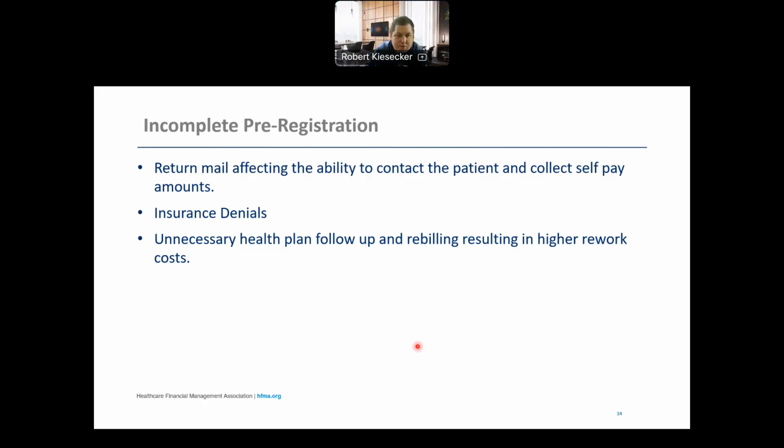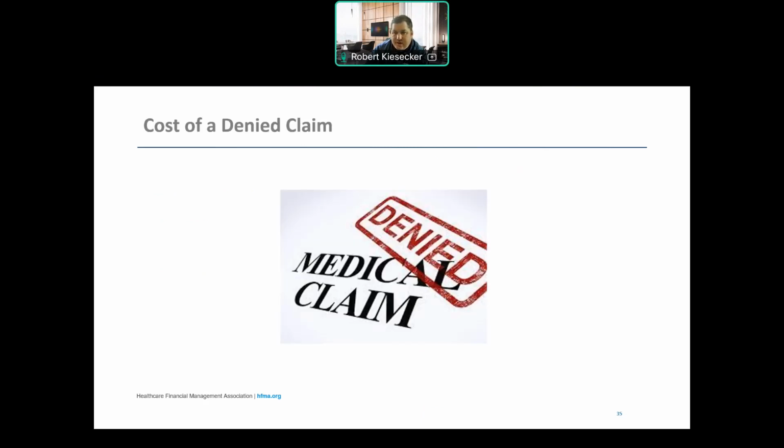Incomplete pre-registration means return mail, affecting the ability to contact the patient or collect self-pay amounts. Insurance denials lead to unnecessary health plan follow-up and rebilling, resulting in higher rework costs. The cost of denied claims: the average cost to rebill a claim is $50 per claim. When the claim is reworked, analyzed, denied, requesting additional information, reviewing notes and documentation, appealing the denial, and repairing and resending the claim, the amount earned is dramatically reduced.